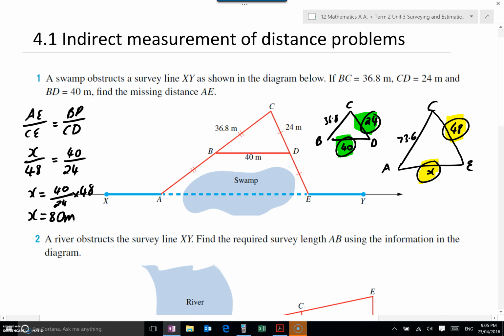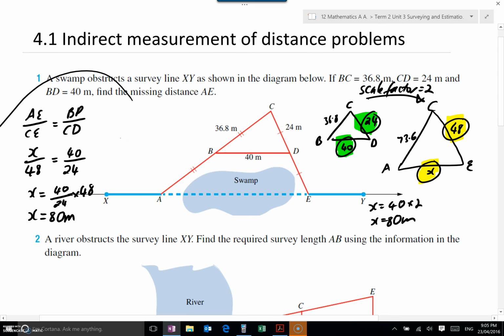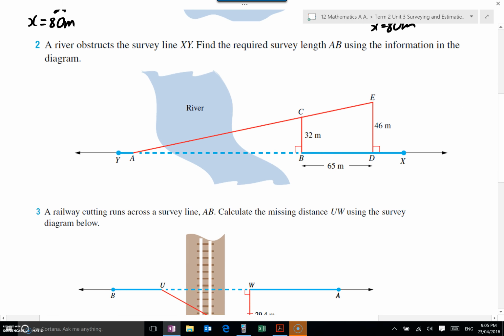Obviously, if you wanted to show that the scale factor, the thing you're multiplying by, is 2, you can just say that the unknown is 40 times 2, which will be 80 meters. But this is better communication justification. That's the side over here. And it'll help you solve some of these harder problems as well.